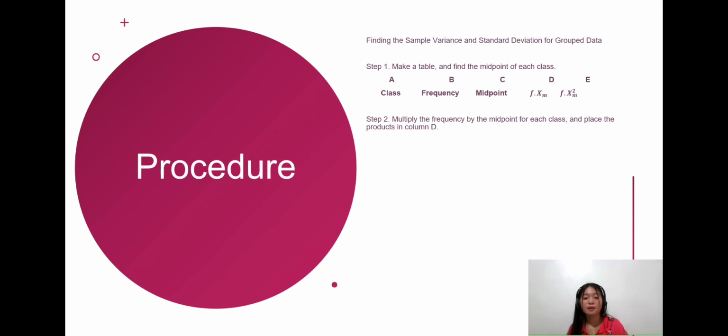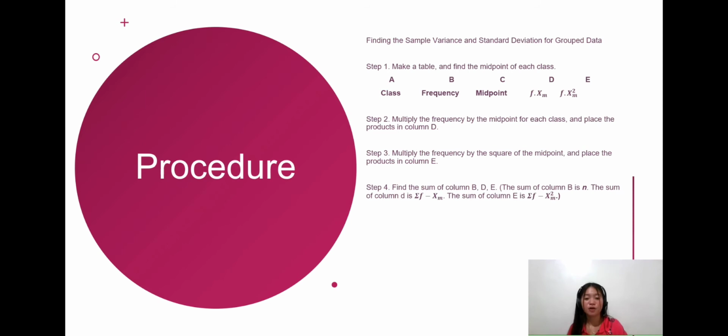The frequency and the midpoint we multiply, then we place it in column D. Step 3, multiply the frequency by the square of the midpoint and place the products in column E. We multiply the frequency by the squared midpoint, then we place it in column E.